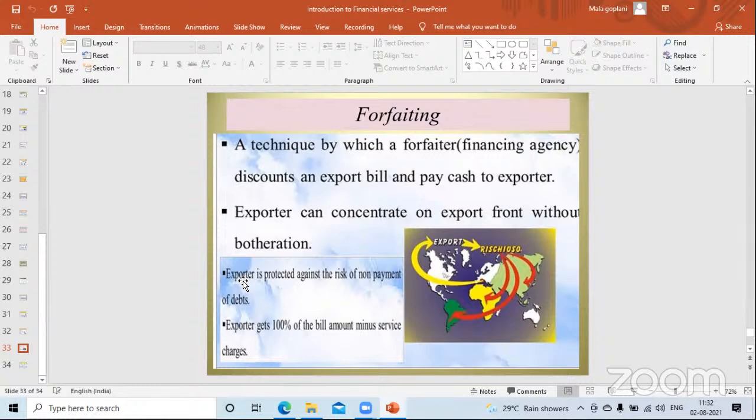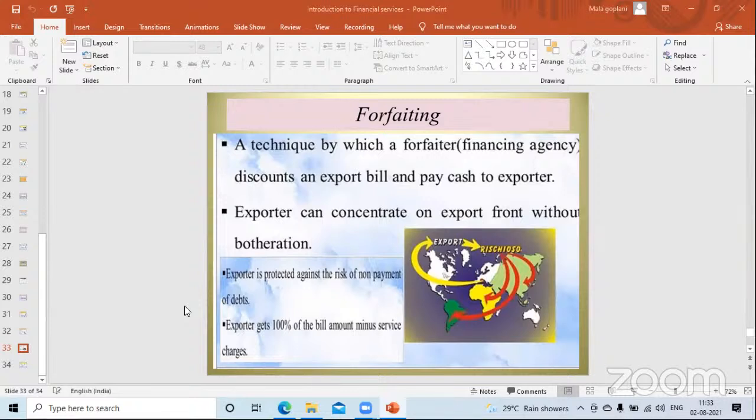So if any loss occurs, suppose the importer is not paying the amount, or he is paying only half of the amount that he should pay, what is the loss suffered? Who is going to suffer the loss? Forfeiter or exporter? Come on, tell me. Ma'am, forfeiter. Yes, very good. Forfeiter. Because the exporter is now not playing any role while collecting the money from the importer.